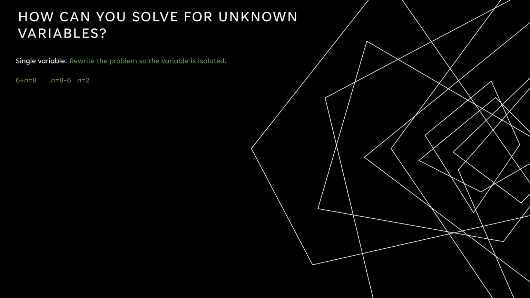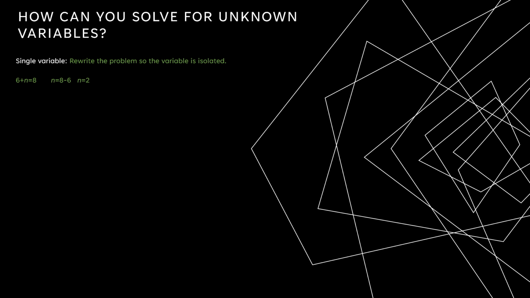So we have 6 plus n is equal to 8. Now the easiest way to make that work, let me pull up my pen real quick here, is that instead of just considering it as 6 plus n, we consider it as a positive 6 and a positive n. And in order to get it to where we isolate our variable, we're going to make it to where the n is by itself. And so we're going to do that by moving the 6 from one side of the equal sign to the other.